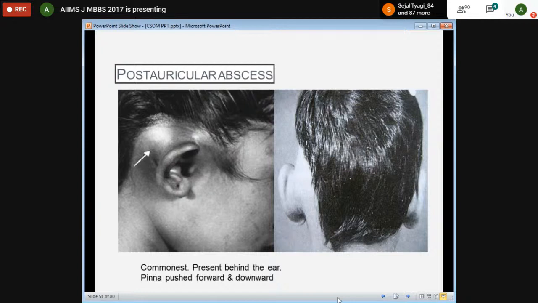The commonest abscess is the post-auricular abscess, which is present behind the ear. As we can see, because of this, the normal groove is not present and it gets deranged, and the pinna is pushed forwards and downwards.